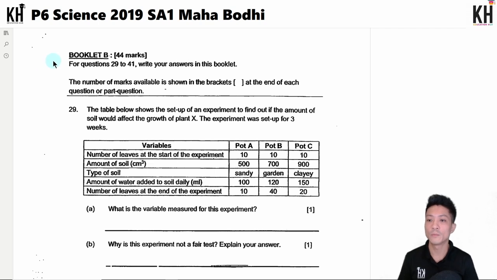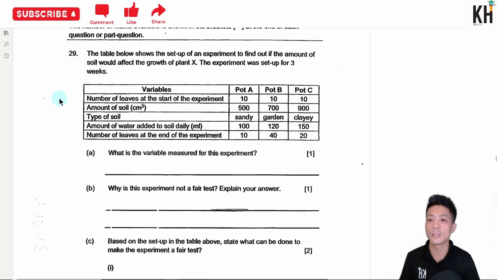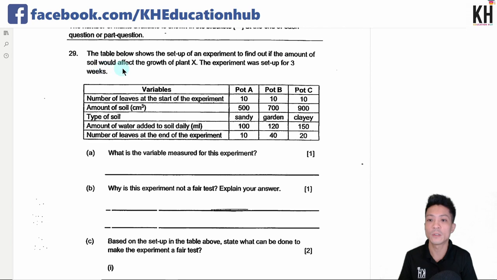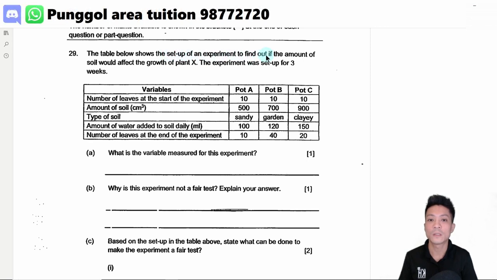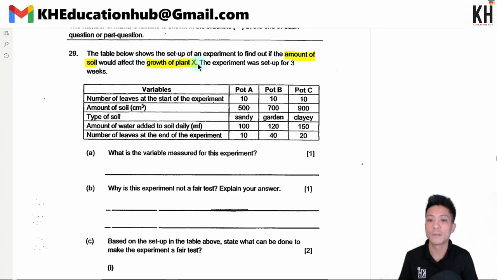We're going to move on to booklet B, the written section. We're going to start off with question 29. The table below shows the setup of an experiment to find out if the amount of soil will affect the growth of plant X. The experiment was set up for 3 weeks. There are different pots, A, B, and C. Let me just underline this: it shows the setup of an experiment to find out if the amount of soil would affect the growth of plant X.